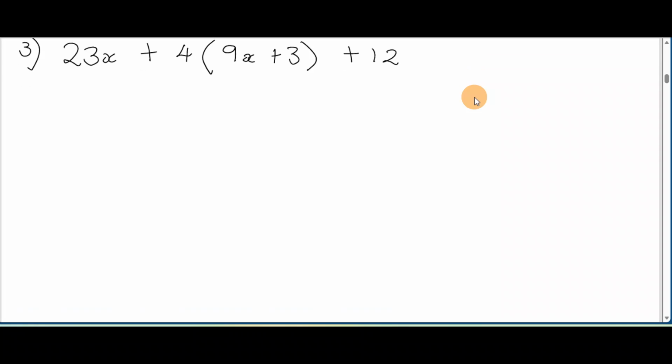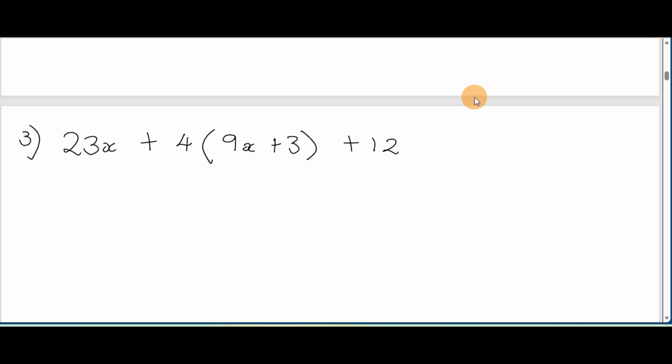Now when we have one like this, it's on its own, right? Now this bracket is related to this plus 4. Remember that a number carries the sign that is before it. So this plus is for the 4. So now it's the plus 4 times 9x and plus 4 times 3. The first thing we do is to open the brackets, right? Meaning we still have our 23x, it hasn't changed.